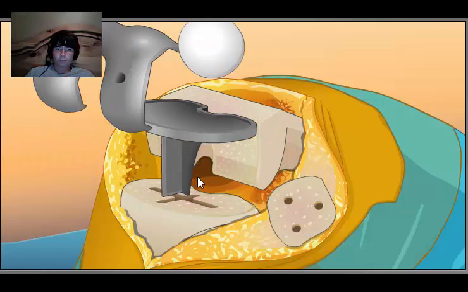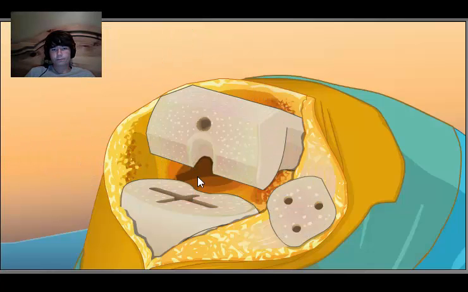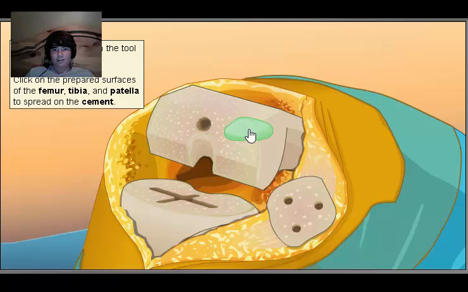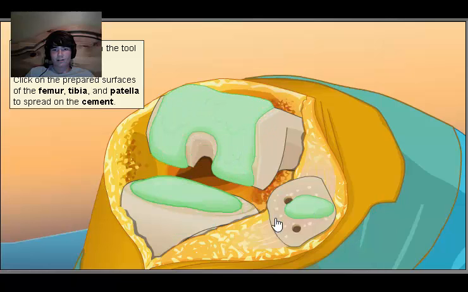We've tested the trial components. Now let's remove them and prepare for the permanent components by applying a special cement compound that binds metal and plastic to bone. A technician has mixed up a batch of cement for you to use. They're gonna scrub cement on his knee. This is great. Here. Oh yeah, cement.